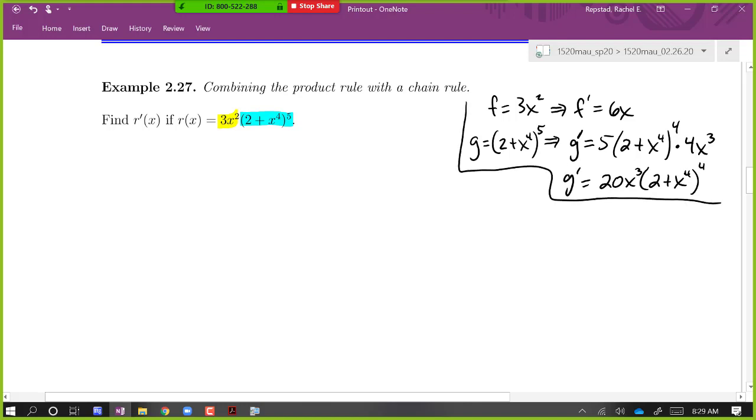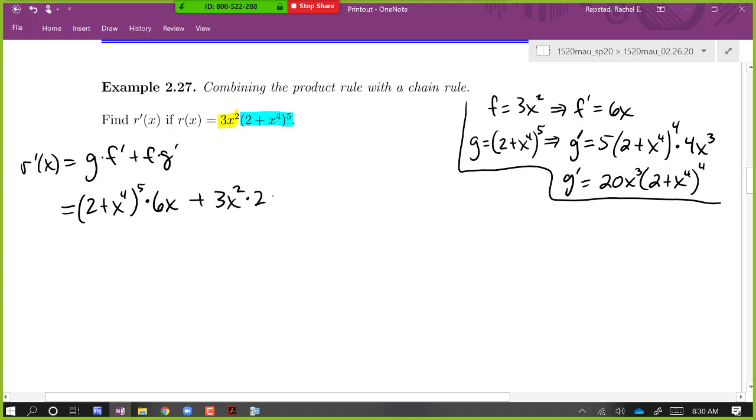All right, so we have ourselves set up nicely here. r prime of x is g times f prime plus f times g prime. g times f prime, 2 plus x to the fourth all to the fifth times 6x, plus f times g prime, that's 3x squared times 20x cubed, 2 plus x to the fourth all to the fourth. There is some algebra to do to simplify this, and it does not involve expanding everything out.